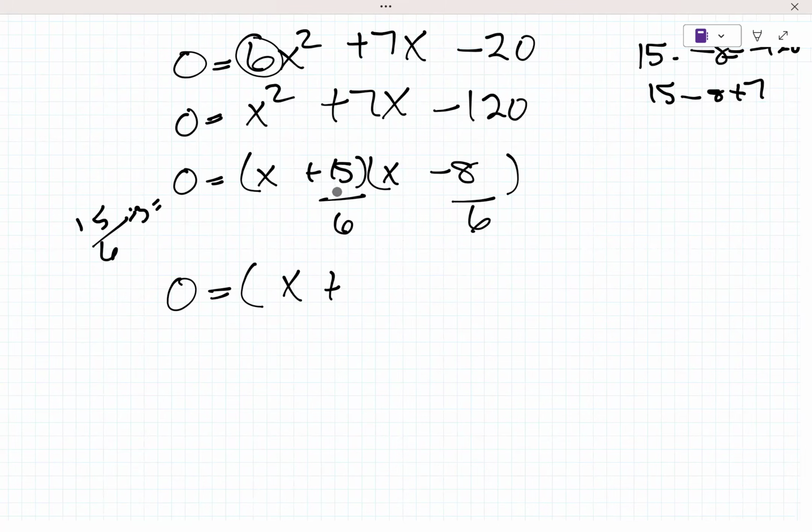I'm trying to reduce. I think 15 and 6 can be reduced by 3, so 15 divided by 3 is 5, and 6 divided by 3 is 2. And then the same thing with 8 over 6. 8 and 6 can be reduced by 2. So 8 divided by 2 is 4, and 6 divided by 2 is 3.